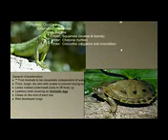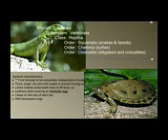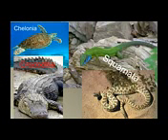In the class Reptilia, there are four orders. We're going to study three of them: order Squamata, Chelonia, and Crocodilia. The Squamata include the snakes and the lizards. The Chelonia are the turtles and tortoises, and the Crocodilians include the crocodiles and the alligators.